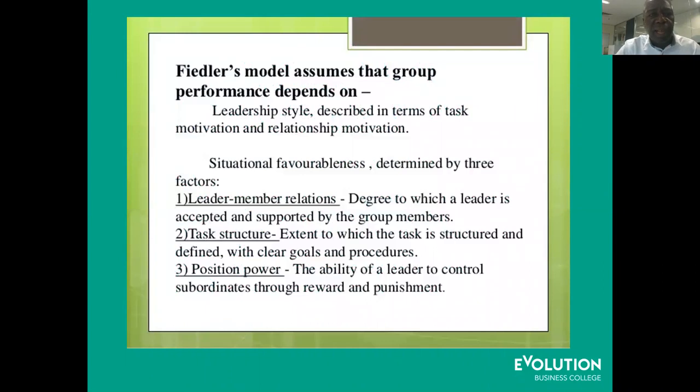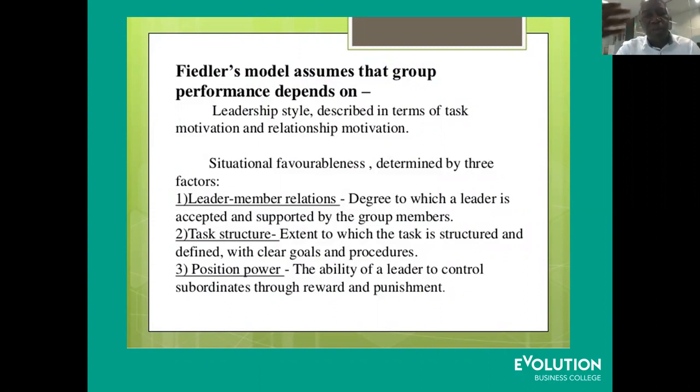For instance here, Fiedler's model assumes that group performance depends on leadership style. So what is this saying? It says, for any group of people, for any team to develop or to perform, it depends on the leadership style that is put upon them. And it depends on the situation as well.